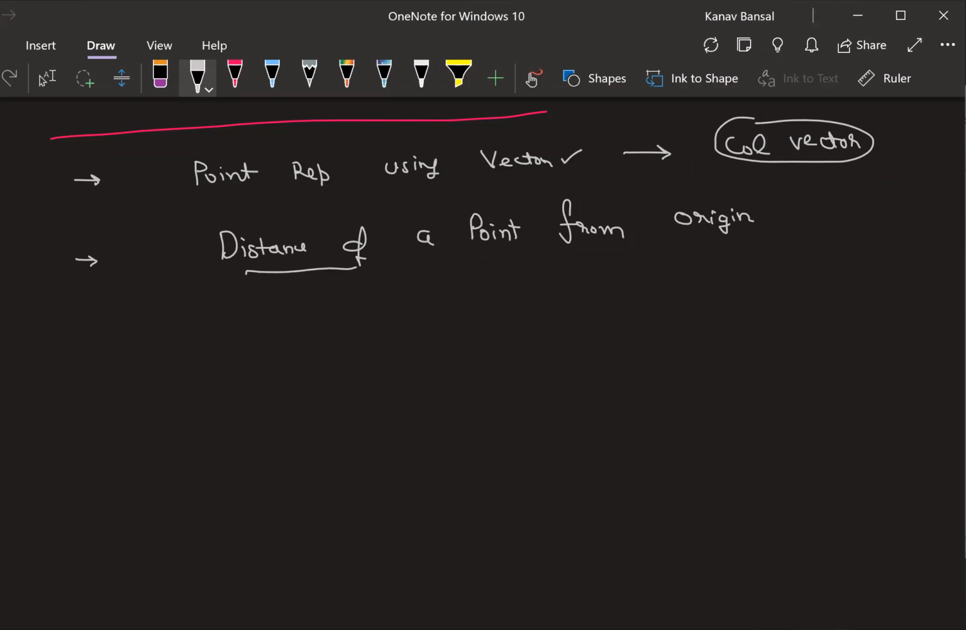What do I do? How do I calculate the distance? We know what this point is, right? Since we can plot this point on this coordinate plane, we would know the coordinates.